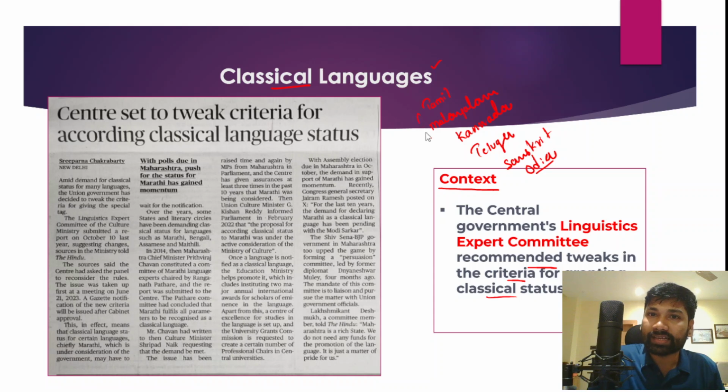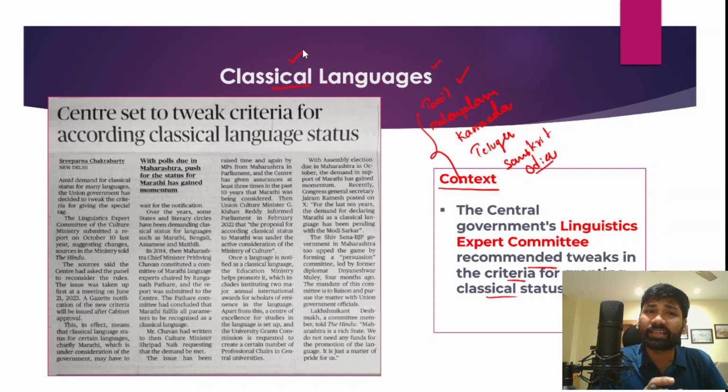Right, so these were the classical languages. The status of classical language was granted to these 6 languages, right? But recently the central government has been looking into making some changes in the criteria of designating classical language, or criteria for giving classical language status to certain languages.